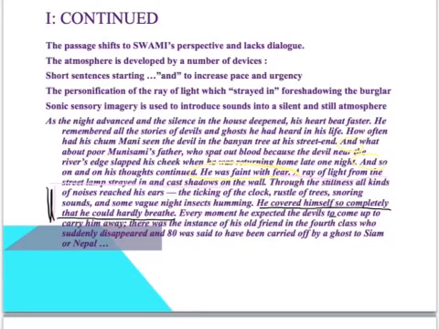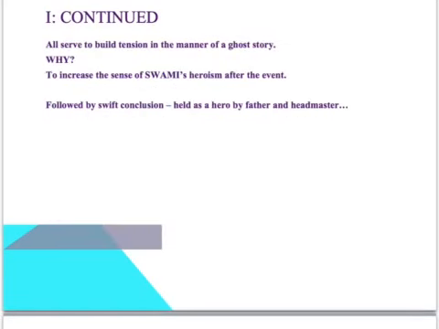"Every moment he expected the devils to come up and carry him away." And he carries on remembering these instances from his childish life where apparently people have been carried off into the distance by ghosts. Childish terrors, running high, in a way that is ultimately designed to build tension in the manner of a ghost story. Much attention paid to creating an atmosphere of tension, an atmosphere of fear, so that the event, when it happens, of course, can increase the sense of Swami's heroism after the event.